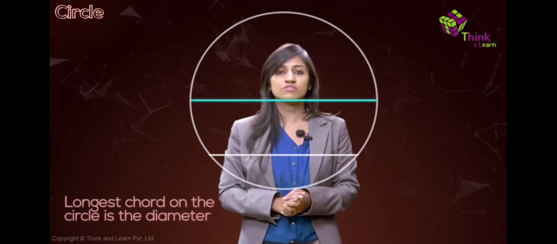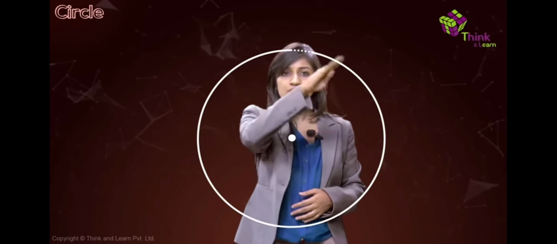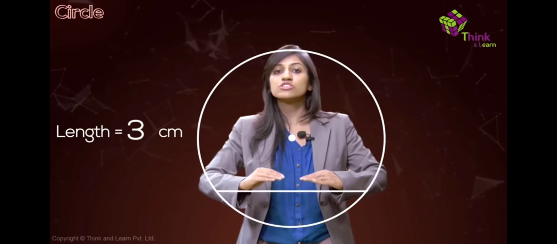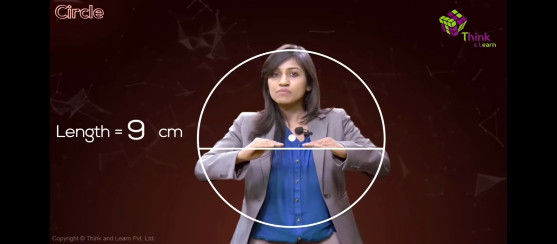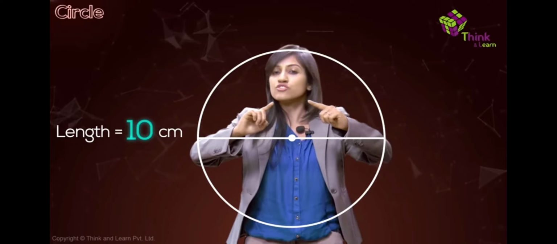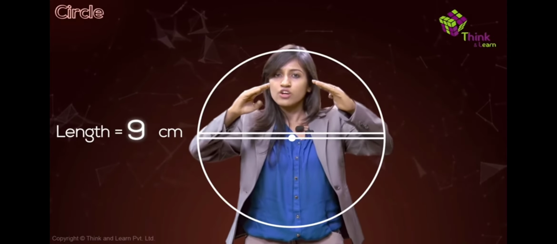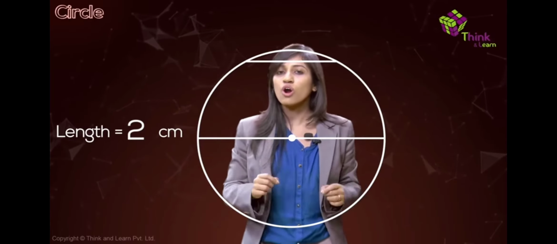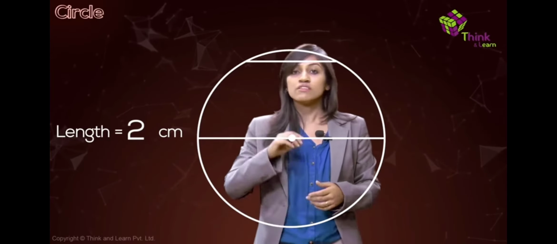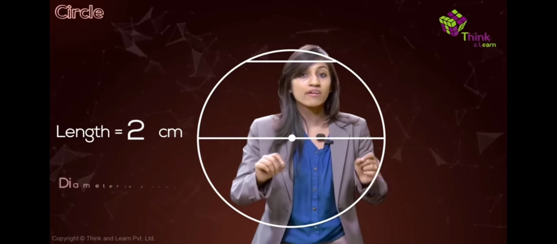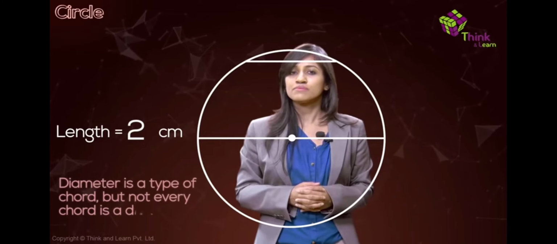So let's prove this. Okay, let's prove this together. So, take a circle. I have a chord over here. And what I'm going to do is keep pushing it up. Notice that the length gets bigger and bigger and bigger. Right over here, I have the diameter. Let's note down the length and move on. And look, it's getting smaller, smaller, smaller, which means that the chord over there at the center was the longest one, the diameter. So can I say that a diameter is a type of chord, but every chord is not a diameter? Yes, you can.